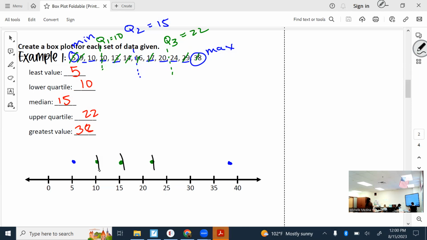Sometimes we do have it where one whisker is longer than the other, or the median is closer to one edge of the box than the other. Sometimes that happens. So your box plot, when you put it on your number line, should look something like that. Questions? Okay, so you have a few more examples in there. Do them, let me know if you have questions.